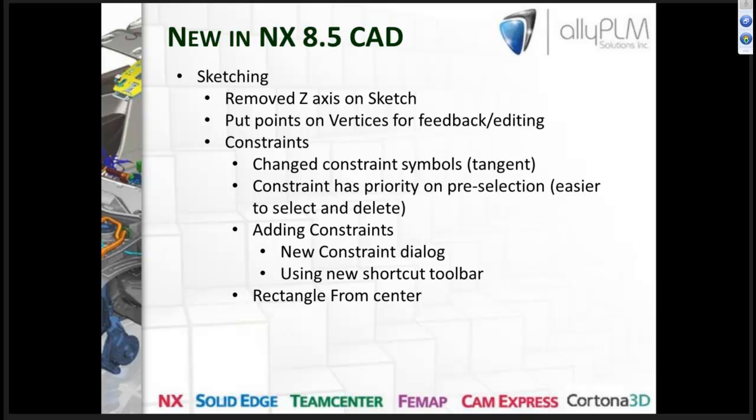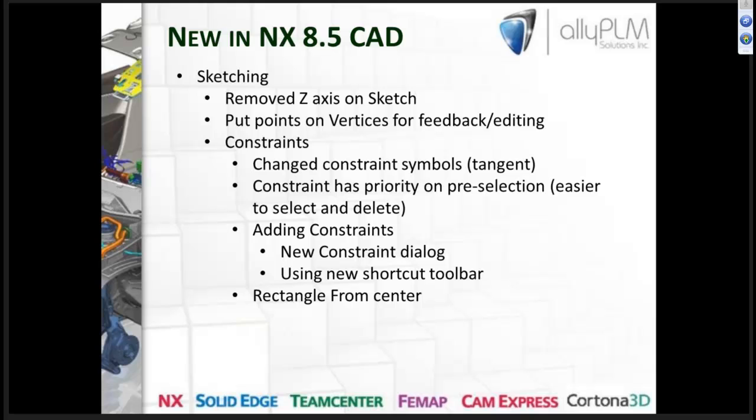Constraint has priority on pre-selection, meaning that it'll be easier to select and delete, rather than selecting the curve and deleting. And also, what about adding constraints? There's a new constraint dialog, and then the ability to use that new shortcut floating toolbar I just showed you, adding constraints.